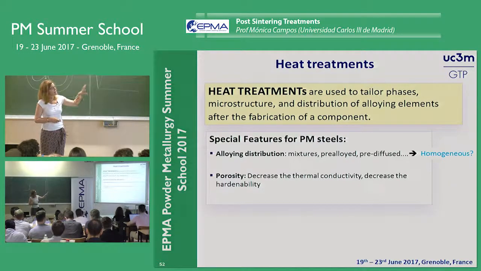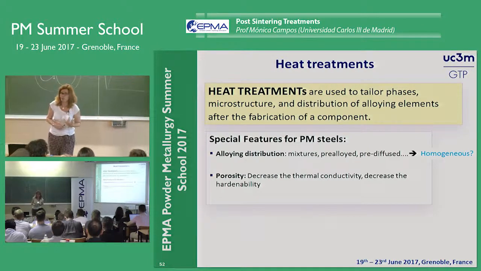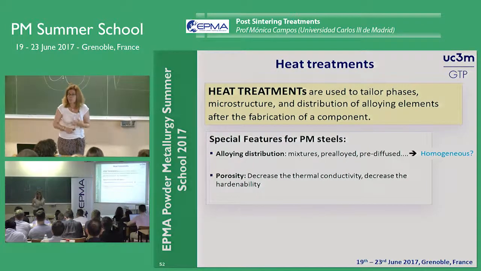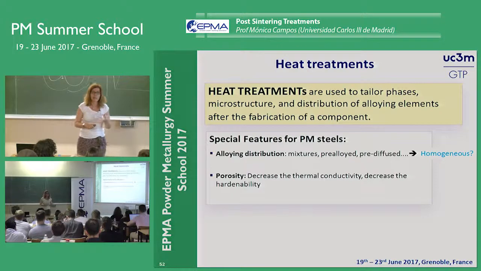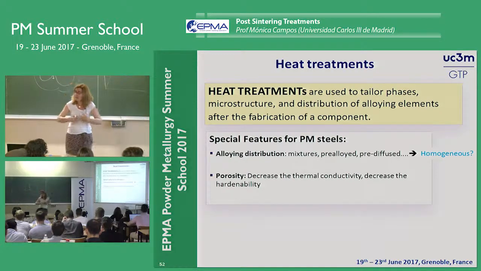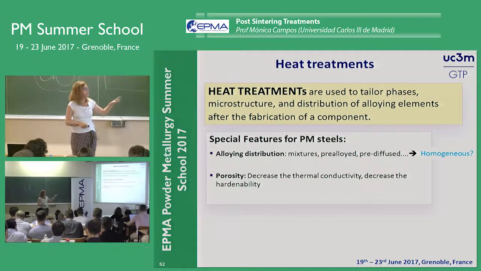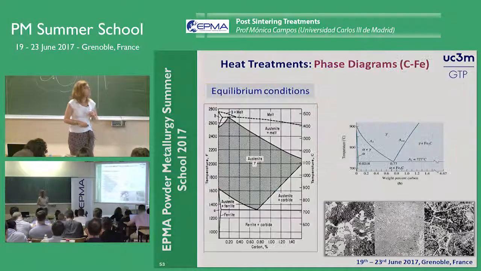What are the special features of PM steel? The alloying distribution: is it a heterogeneous microstructure or an inhomogeneous microstructure? The base powder is pre-alloyed, or pre-diffused. Do I expect the same degree of alloying in the whole microstructure, or does it depend on the area that I select? And also the porosity.